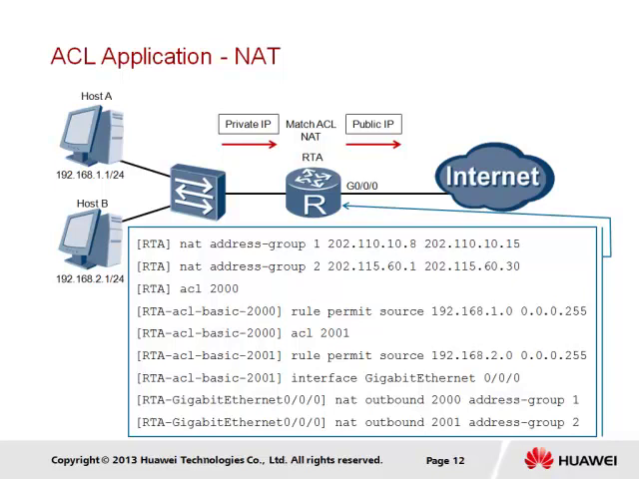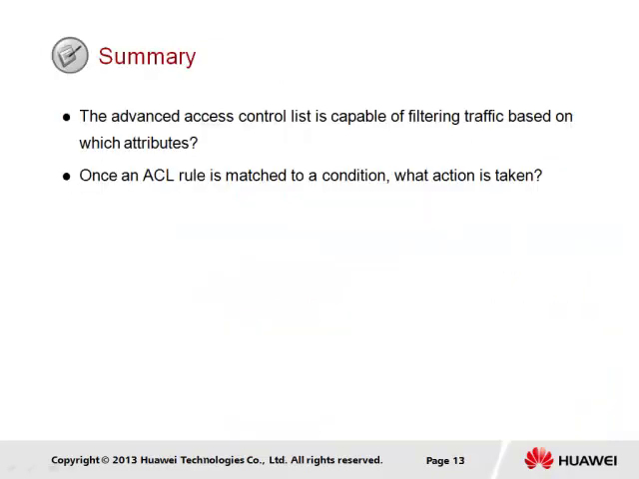For hosts in the 192.168.2.0/24 network associated with ACL 2001, the same process is applied. However, packets originating from hosts in this range will be assigned public addresses based on address group 2, in the range of 202.115.60.1 through to 202.115.60.30. So in summary for this section on access control lists, we have just a couple of questions here.